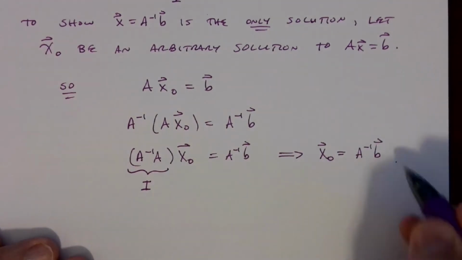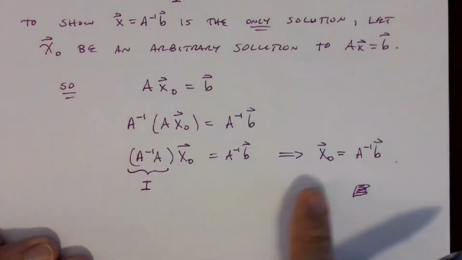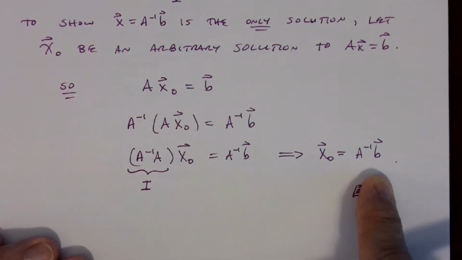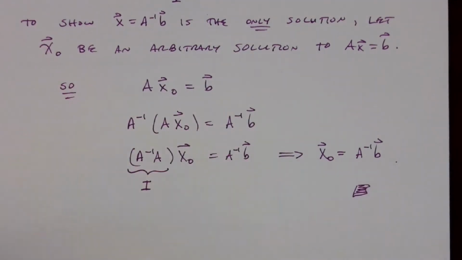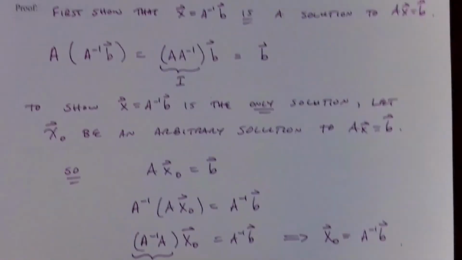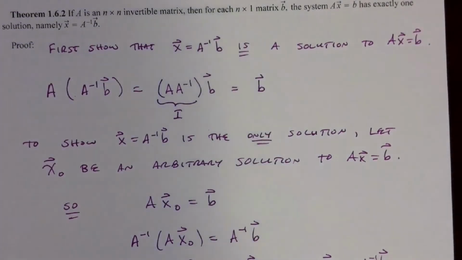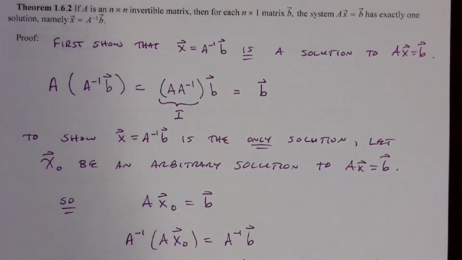Right? And that's the end of the proof, because that shows me for any arbitrary solution, it must be of this form. And so this is the proof that for any square matrix where A is invertible, we have exactly one solution, and we know how to actually solve it. So for those systems, we can solve by matrix multiplication.